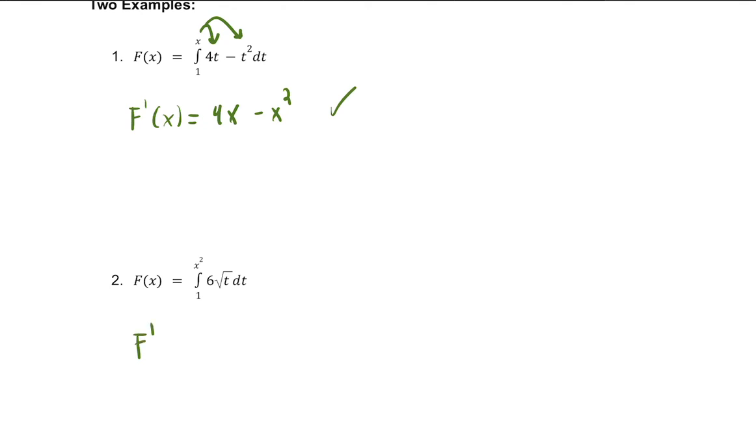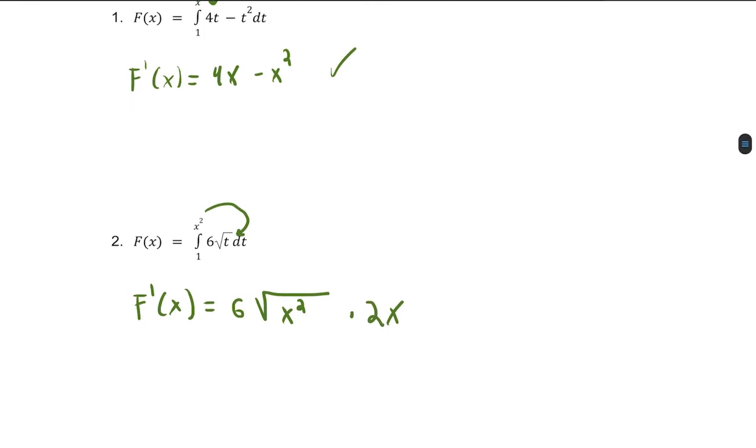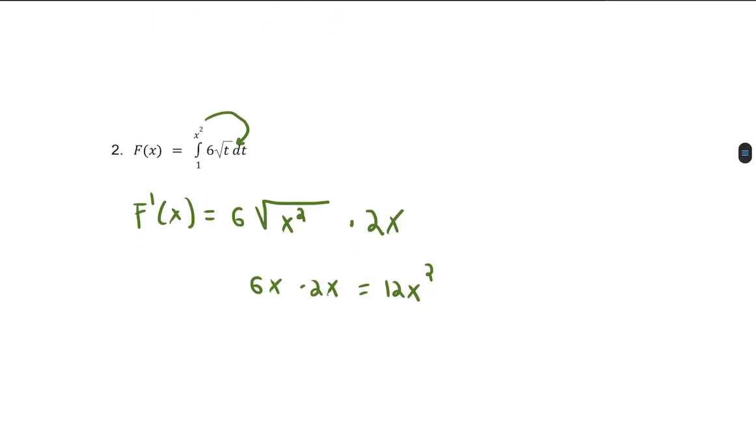If I take this derivative, the derivative here would be 6 times the square root of x squared times 2x. So I plugged that x squared in for t, and I did the chain rule on x squared. So we're going to have 6x times 2x. Yes, this is literally just 12x squared. So that's the second fundamental theorem.